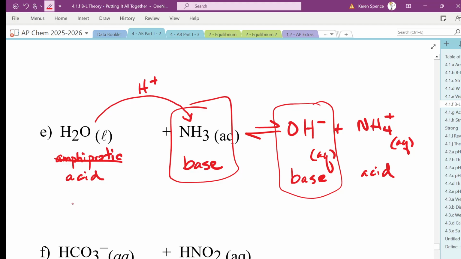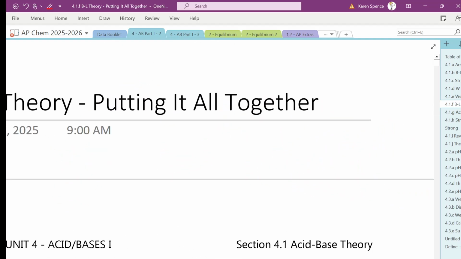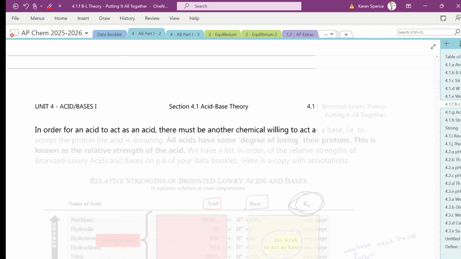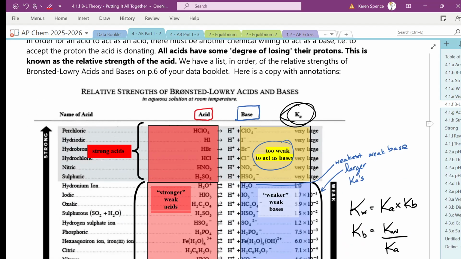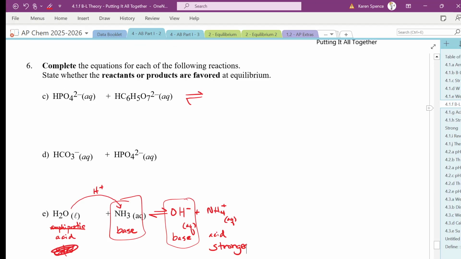Because if this guy is the stronger acid, yes? Whoa, where'd it go? Sometimes it jumps on me and I just don't get it. I don't even know what happened. Where did it go? Okay, there we are.